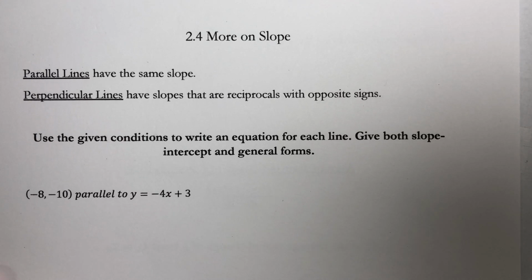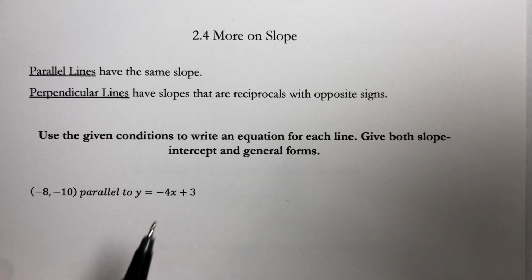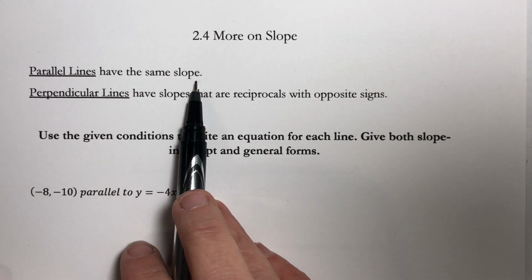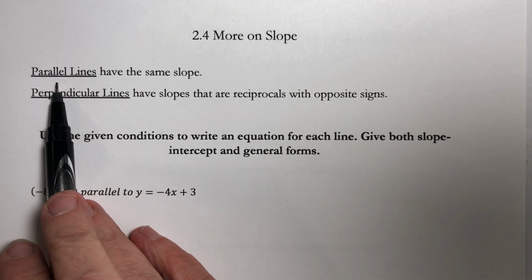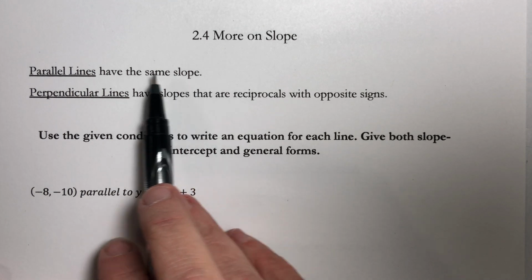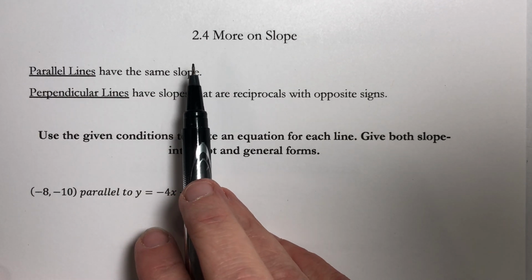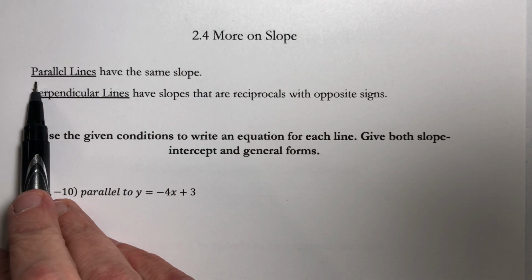Section 4.2, more on slope. Okay, so first of all, we have two properties here. Two parallel lines have exactly the same slope. Parallel lines never intersect, and if we know that two lines are parallel, we know they have the same slope. If we know that two lines have the same slope, we know that they are parallel.